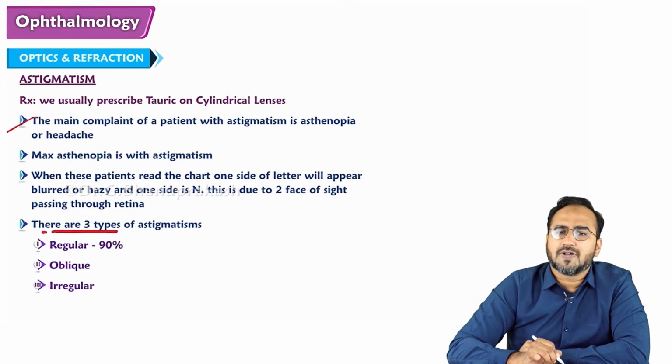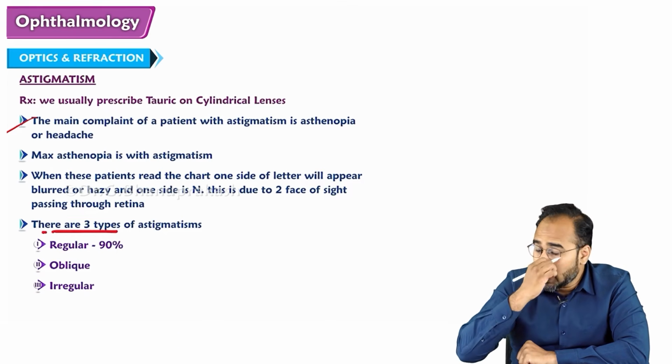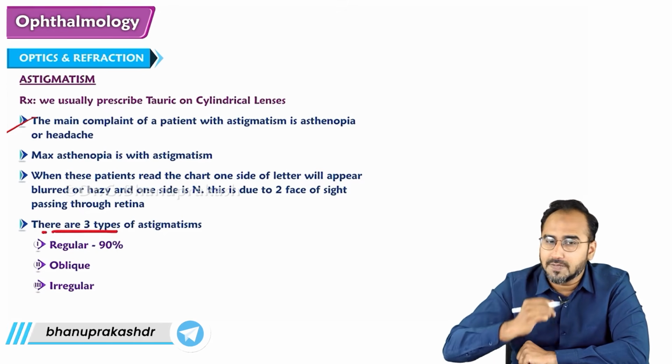Then there are three types of astigmatism. Depending upon how much correction is required, there are three types of astigmatism.